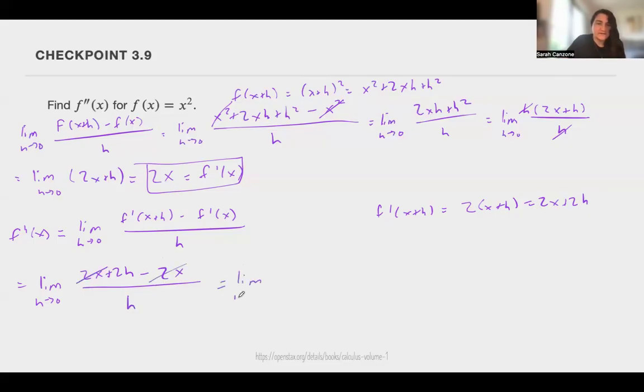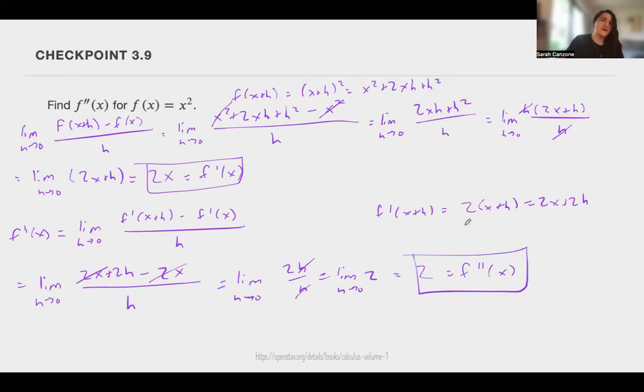We get the limit as h approaches 0 of 2h over h. And we don't even have to do anything here. The h's just cancel out. We get the limit as h approaches 0 of 2. And if we remember, this was actually a limit rule. It says the limit of a constant is just the constant. Therefore, your answer is just 2. This is your f double prime of x.